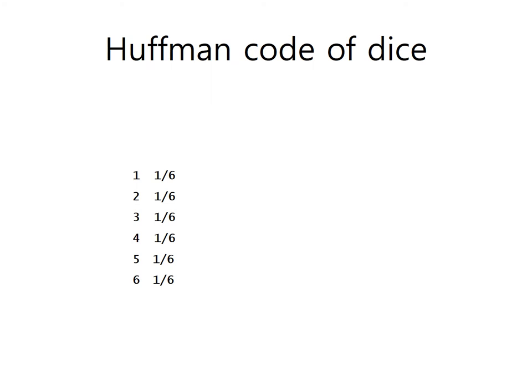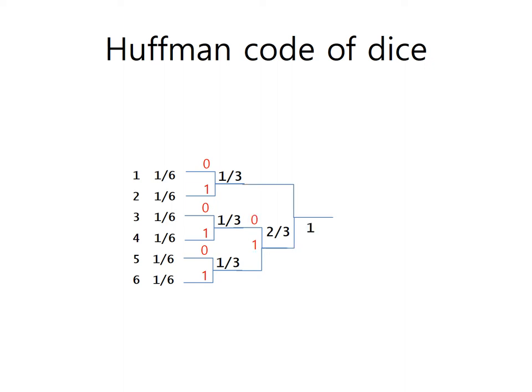Let's make a Huffman code for the dice case. Following the Huffman algorithm, you can make it like this. Merge the lowest two to make 1/3, and then the lowest two again, and then again the lowest like this. Then we have 3 cases left, and you can combine like this, and then combine like this. It is used to make the code words.